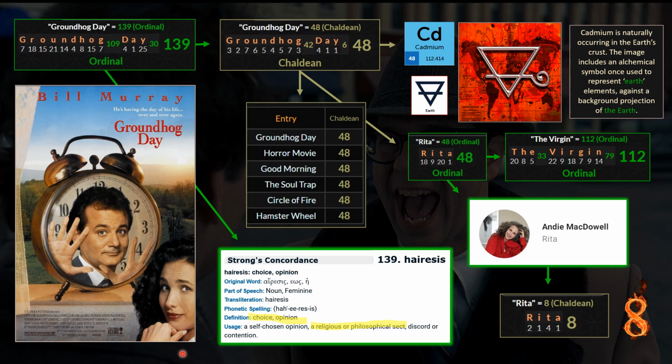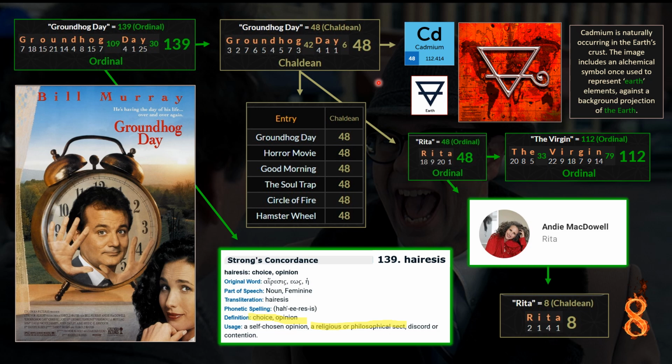The next system we'll check is we'll run Groundhog Day in the Chaldean cipher, and we'll see that it gives us a sum score of 48. The number 48 is tied to cadmium in the periodic table of elements. Cadmium represents Earth. As you'll see, cadmium is naturally occurring in Earth's crust. The image that's provided by the Royal Society of Chemistry includes an alchemical symbol. You'll see that here, that once was used to represent Earth or Earth elements against a background or a projection of the Earth. So we can see here that 48 is giving us a big hit on Earth.